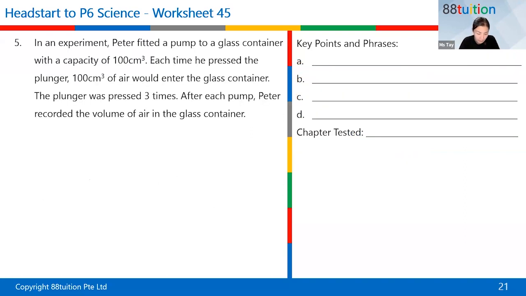Very good. Next one. So this experiment, Peter fitted a pump to a glass container with capacity 100 cm3. Each time he pressed the plunger, 100 cm3 of air would enter the glass container. Plunger was pressed 3 times. After each pump, Peter recorded the volume of air in the glass container. Before I ask you for the main points, are you able to guess the topic? Anyone, just type into the chat. Are you able to guess the topic here? What do you think the topic is testing you on?